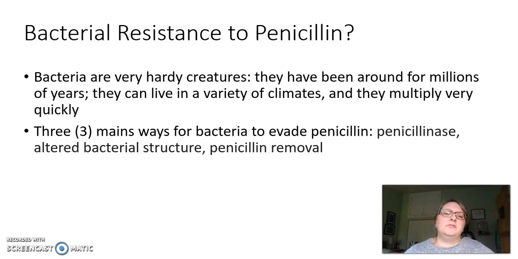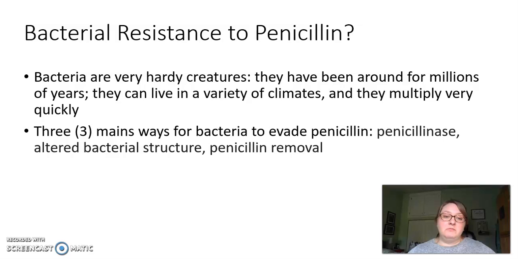I know it's really hard for some patients to understand because they're sick, they want an antibiotic to make them feel better, but that's not necessarily the best course of treatment. So anyways, back to the resistance to penicillin. Bacteria are very hardy creatures. They've been around for millions of years. They've been able to survive in a variety of climates, really, really cold to extremely, extremely hot. So, they vary, and they multiply very quickly.